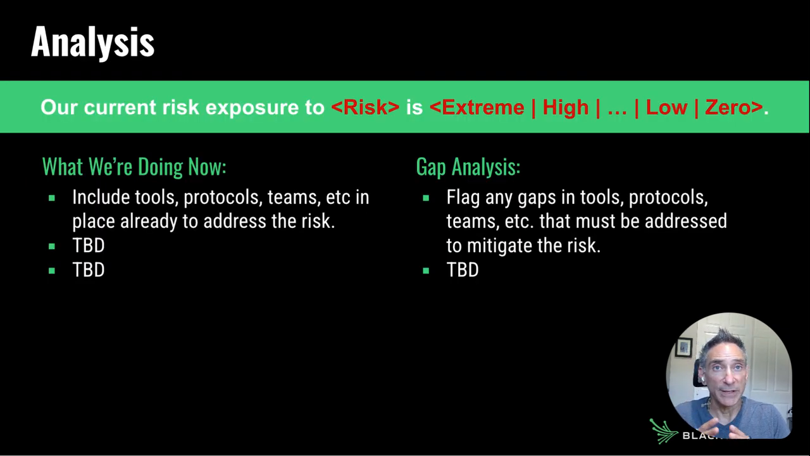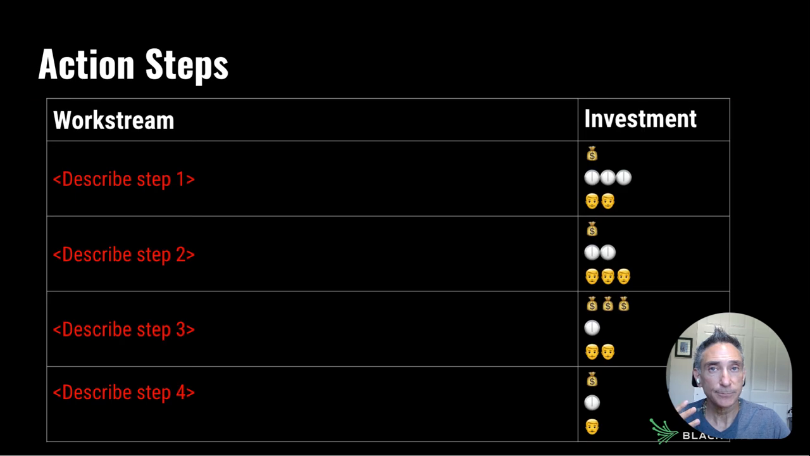So here's an example of what the analysis looks like. Our current risk exposure to this particular risk is extreme, high, critical, etc. We're going to talk about the things that we are doing now. Maybe it's tools, maybe it's people, maybe it's process. And then we're going to talk about the gap analysis. So where are some of the gaps? What are some of the things that we should be doing that we're not? What are some of the things that we could be doing better? So we want to talk about setting the table for the action items.